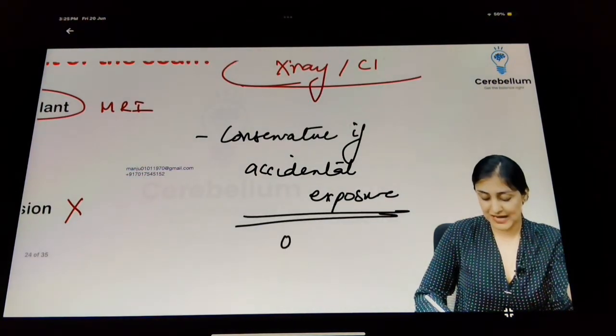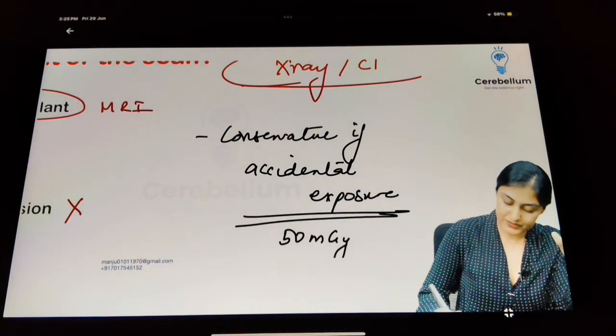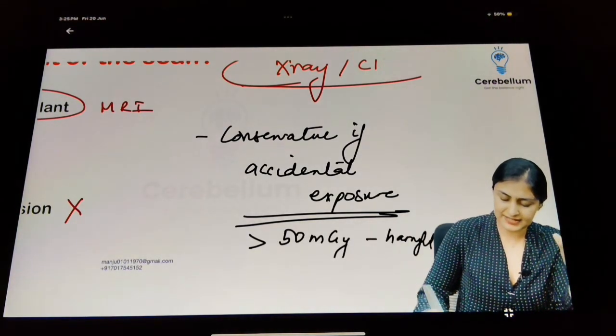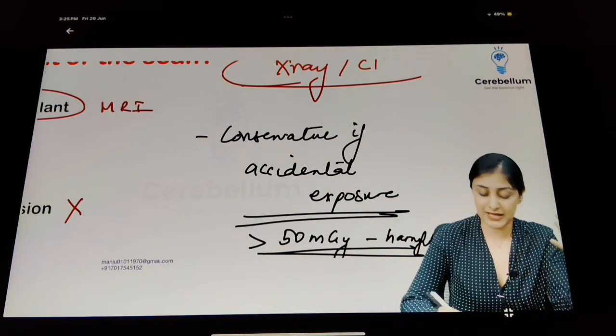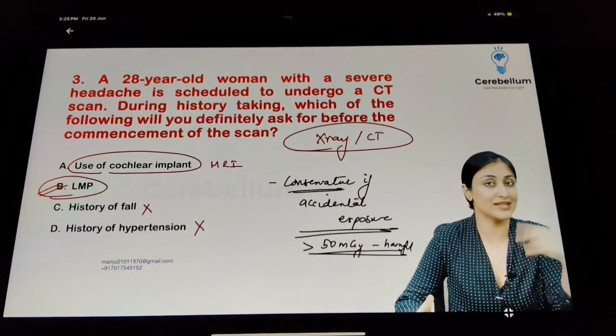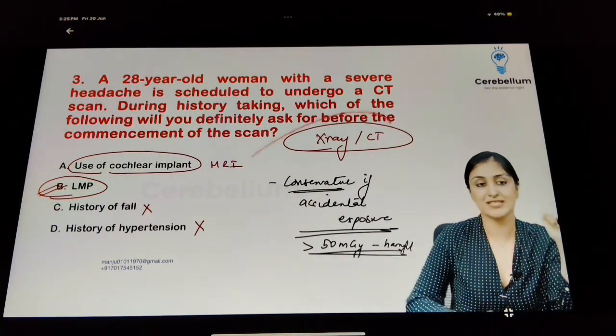There are many papers on this, and as a consensus, anything which is above 50 milligray is what is considered to be harmful, and this is a radiation that we see in nuclear accidents, not a dose that we see in diagnostic radiology. So if you have an accidental X-ray or a CT in a female who later was found out to be pregnant, we'll still not do anything. We'll just counsel her. Having said that, don't do it if preventable. So always take history of LMP.